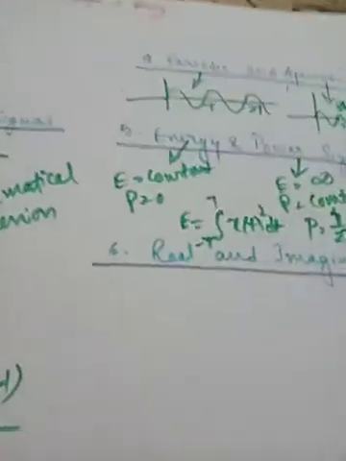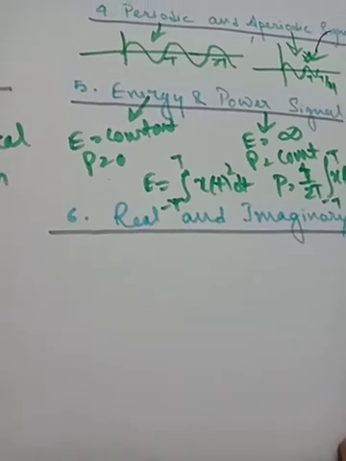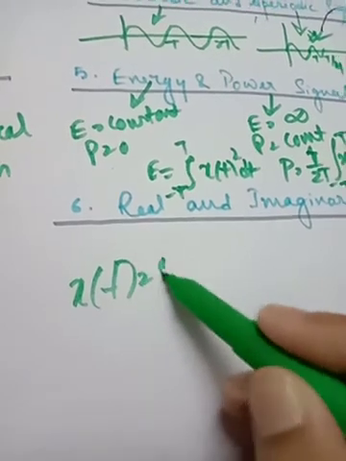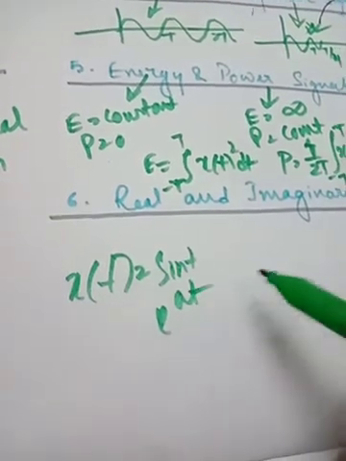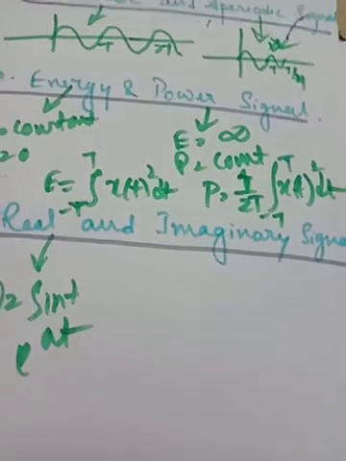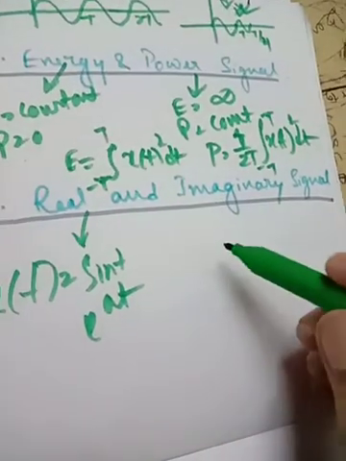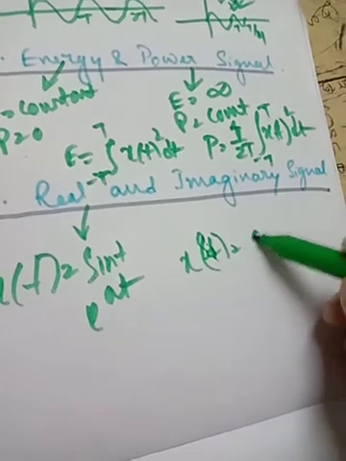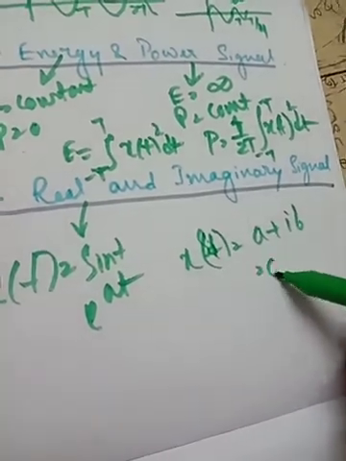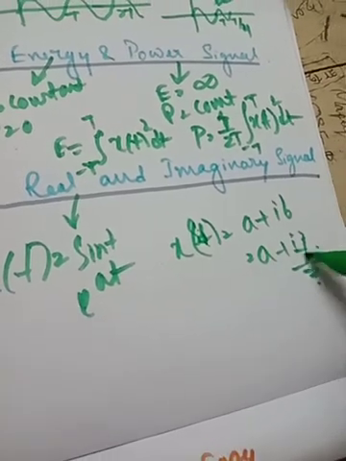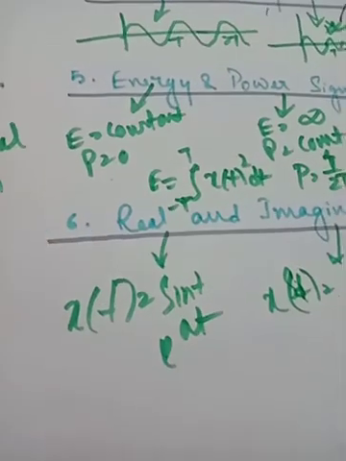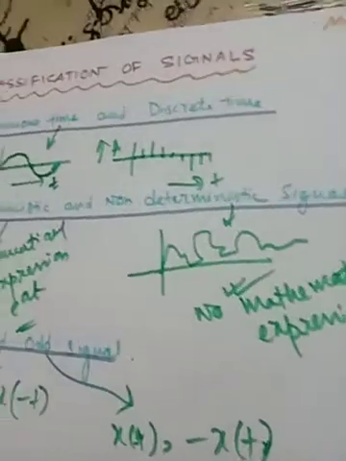The last classification is the real and imaginary signal. A real signal is any signal which has a real value, like sin t, e to the power at. This kind of signals are real signals. But imaginary signals are signals which have an imaginary value, like if it is x(t), it will give us a plus ib or a plus ij or anything. If there are these kinds of imaginary values, then these are imaginary signals. So this was all about the classification of signals.